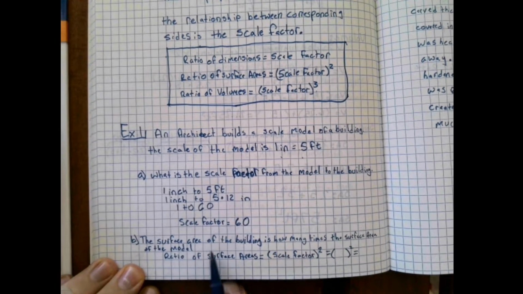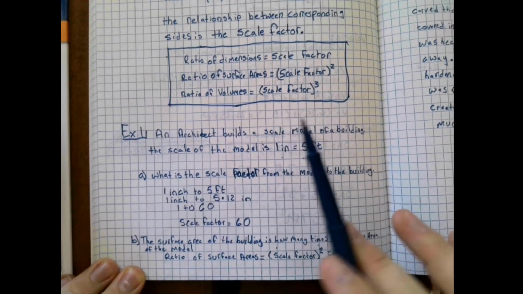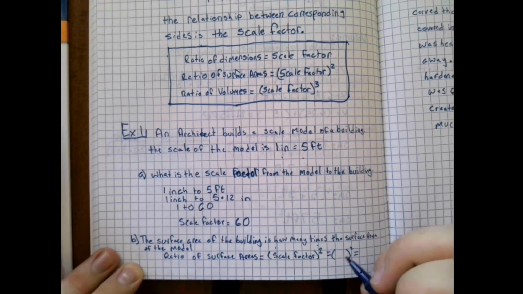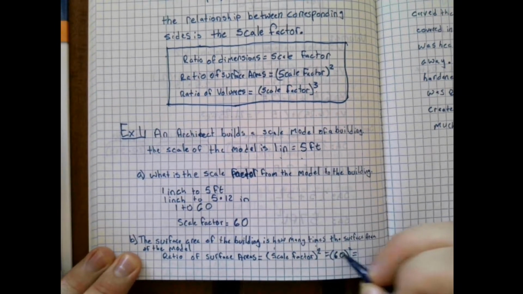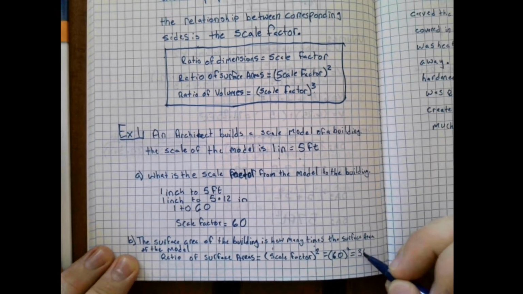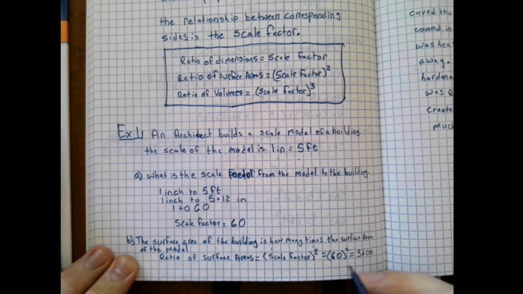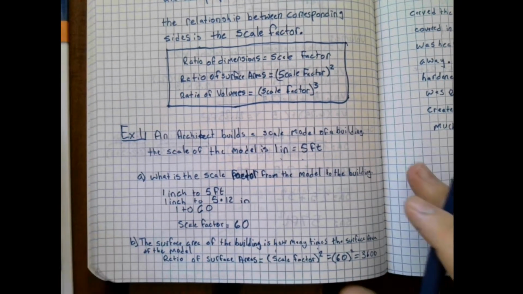Now, the surface area of the building is how many times the surface area of the model? That's a question asking about the ratio of the surface areas. The ratio of surface areas will be the scale factor squared. So we'll take 60 and we'll square it. 60 times 60 is 3,600 because 6 times 6 is 36 and 10 times 10 is 100.